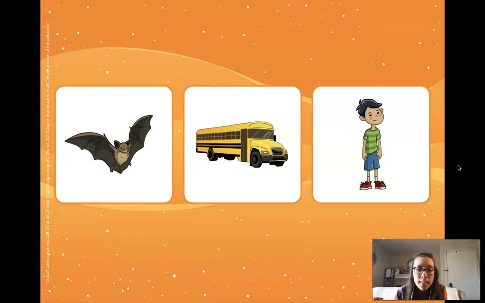Here we have a bat, a bus, and a boy. What is the beginning sound you hear in all three of those words? Bat, bus, boy. Very good. The first sound in all of those words is B, right? B, bat, B, bus, and B, boy. Can you tell me what letter says B? Yeah, that's right. B says B. So each of these words would start with the letter B.